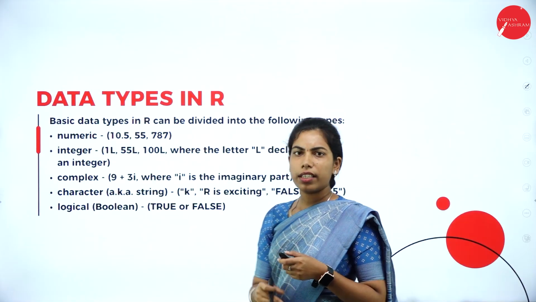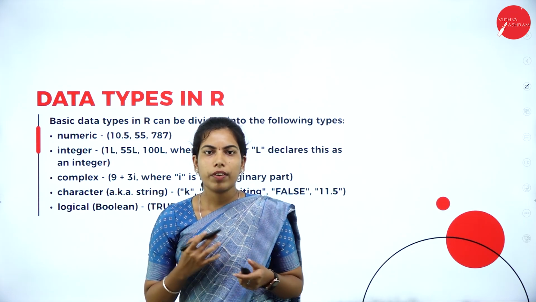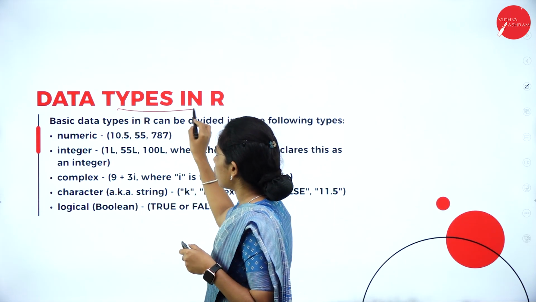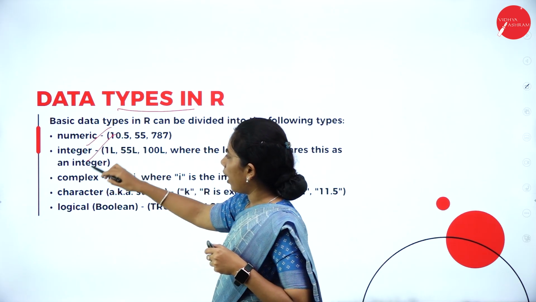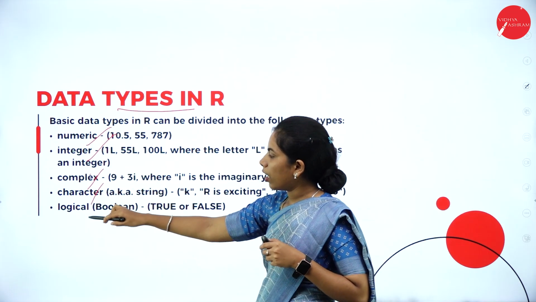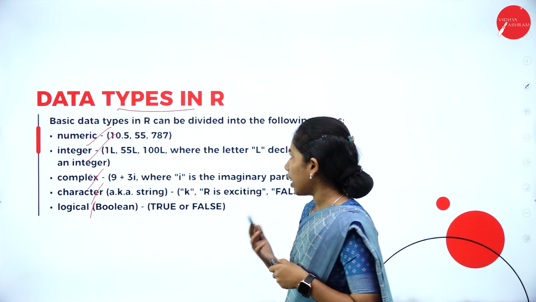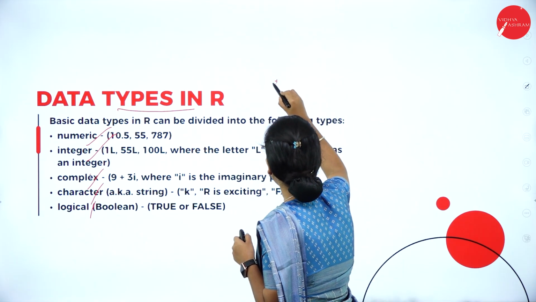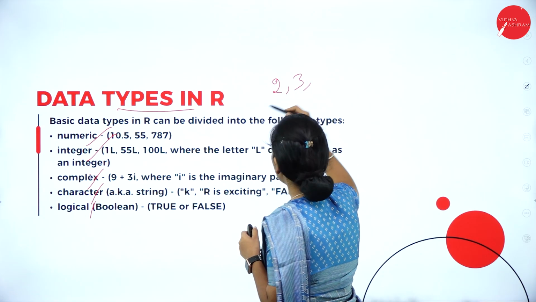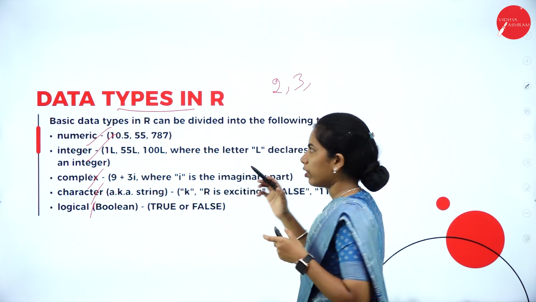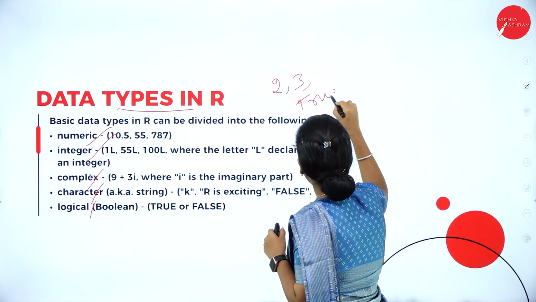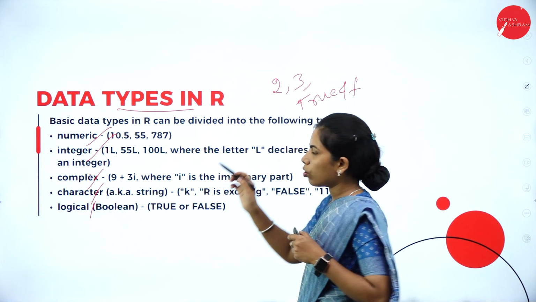So here you can see data types. Every language has its own data types. Likewise, R has its own data types. These are the basic and also important data types. Data type is nothing but the kind of data. For example, if the data contains only numbers, it belongs to numeric. If the data contains only logical values, like true and false, it belongs to logical.